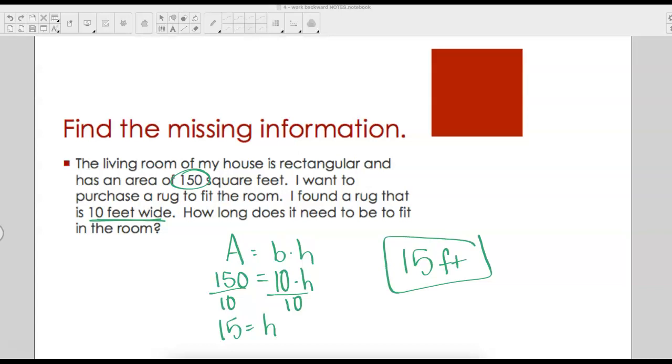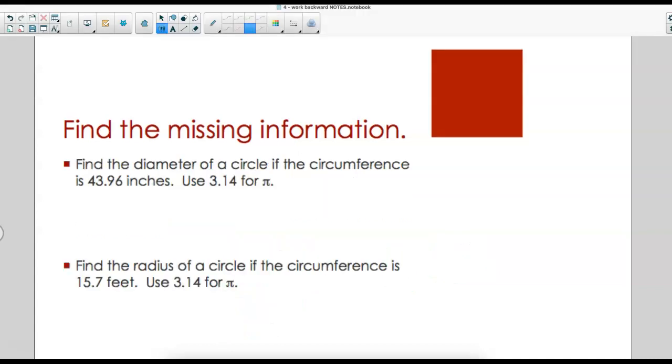Okay, let's talk about these last ones, where we have to be careful, especially with the circle stuff, because we get stuck in a trap of using the same thing. Like we see diameter and we think, oh, we use the circumference formula, or we see radius and we say, oh, we should use the area formula. So you really have to be careful. This one says, find the diameter of a circle if the circumference is 43.96 inches. What formula am I using in this problem?